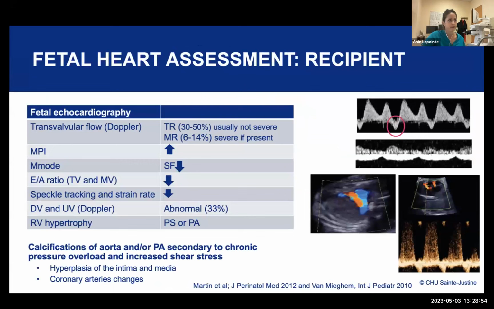Now, to resume what we can assess during fetal heart monitoring in the recipient: Doppler assessment of the four-chamber view can demonstrate mitral and tricuspid regurgitation. We can have abnormal MPI or Tei index, decreased systolic function with a decreased shortening fraction, abnormal E/A ratio in both ventricles, abnormal spatial tracking, abnormal Doppler waveform, and RV hypertrophy, which can lead to pulmonary stenosis and pulmonary atresia. Sometimes those babies have calcification around the aorta and/or the pulmonary artery, secondary to chronic pressure overload and increased shear stress, leading to hyperplasia of the intima and the media and coronary artery changes.